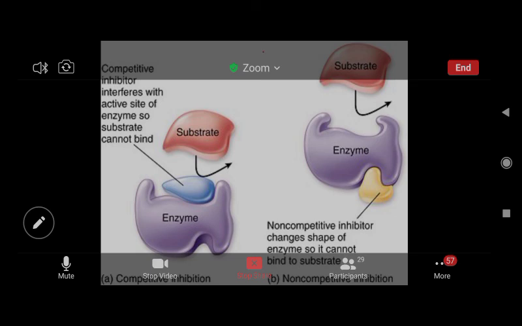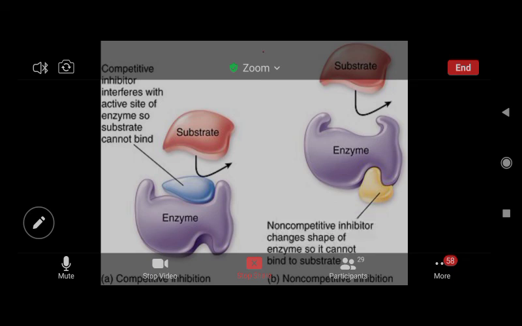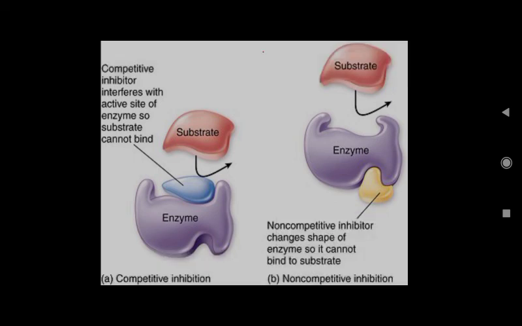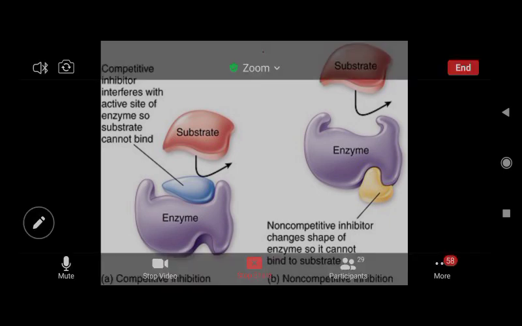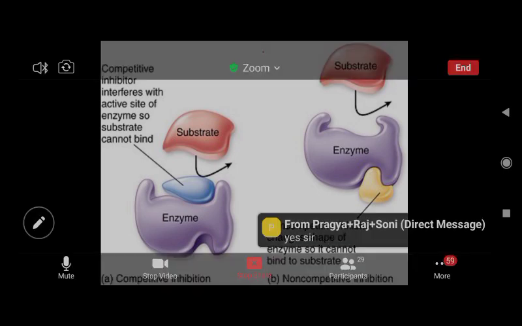I repeat, the non-competitive inhibitor does not bind to the active site. Yes, allosteric site. That is called the allosteric site. Very good, Anjali. We were coming to that point also. This site will be the allosteric site, meaning not the active site, but by binding to this site, the non-competitive inhibitor brings about a structural change in the enzyme, due to which the substrate cannot bind to the main site. Is it clear to you? Okay, fine.